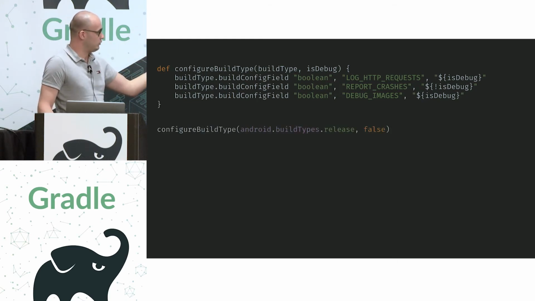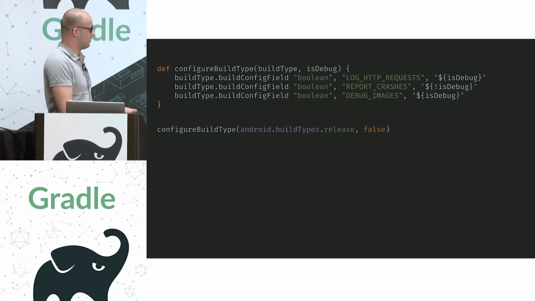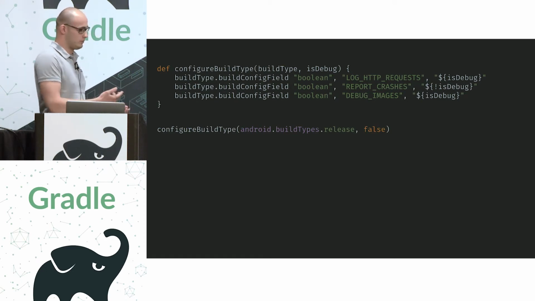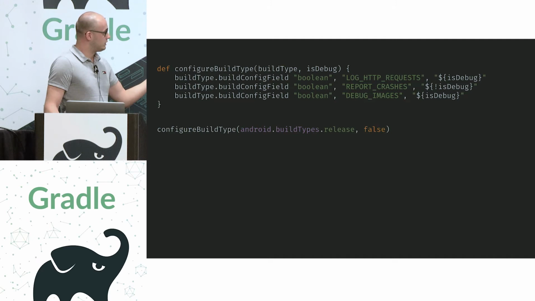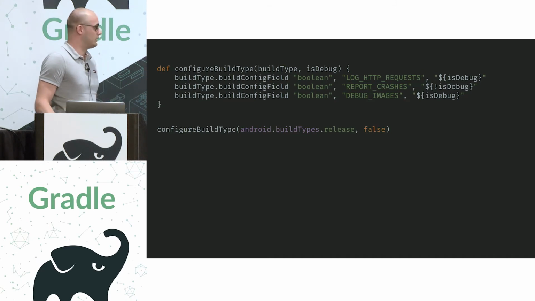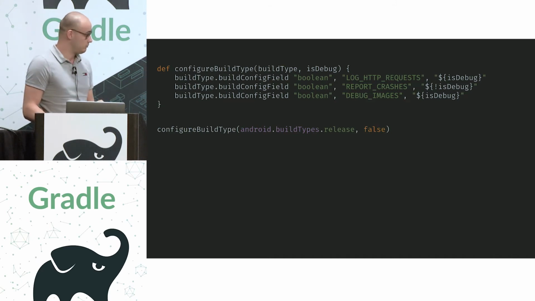And now again, we know that android property, because it's an extension, we can access it. We have build types. And because it's a named domain object collection, we have a property release that will return us the release build type. And this is something I haven't seen done, I think, in other build scripts.